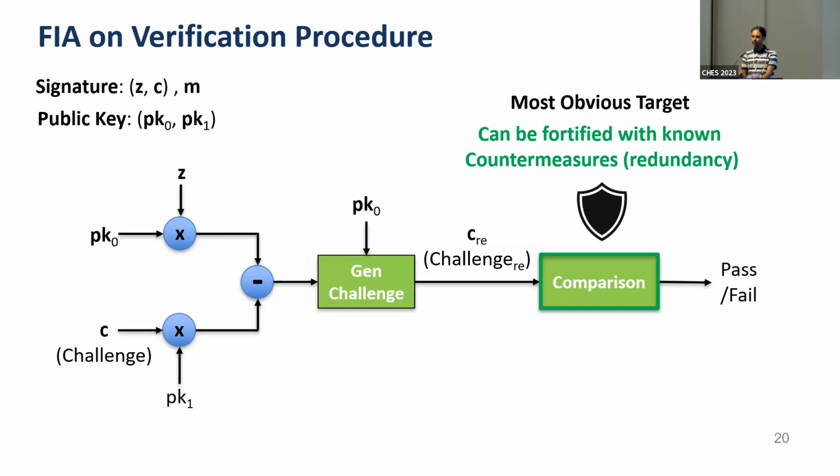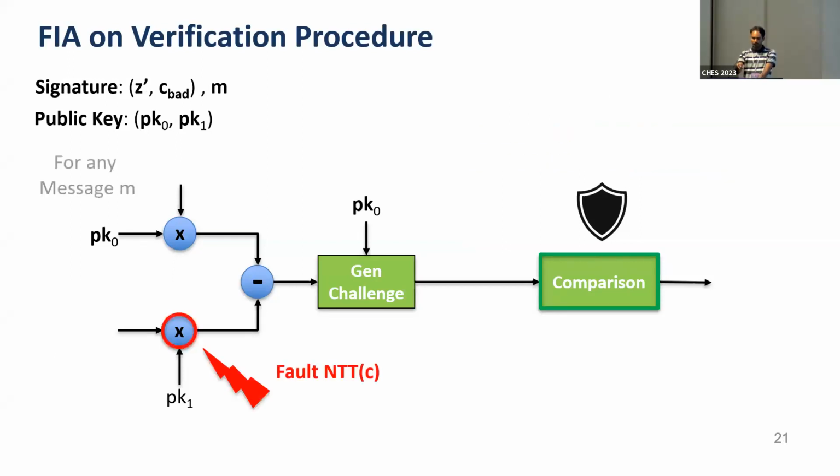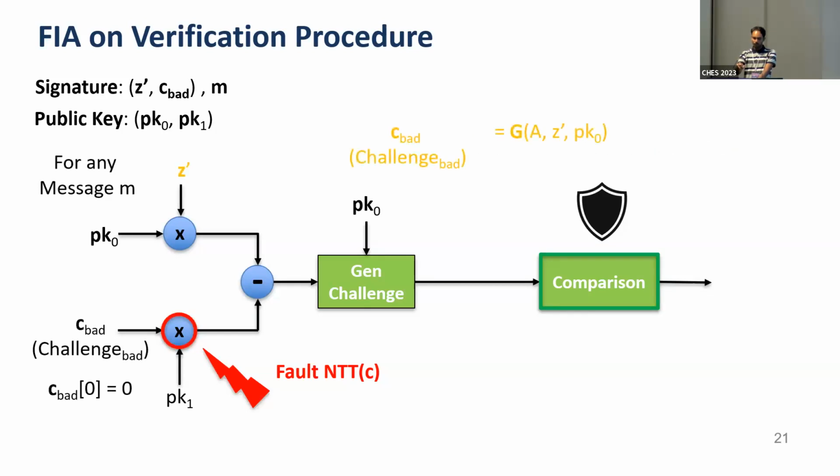So the interesting question to ask is, are there any other operations in the verification procedure that can be used to bypass verification? And it turns out that the answer is yes. What the attacker can do is target the NTT itself. The idea is that the attacker chooses a message and a random Z prime and simply computes a bad challenge as follows, which is simply hashing A, the public constant of the public key, followed by Z prime and PK0.